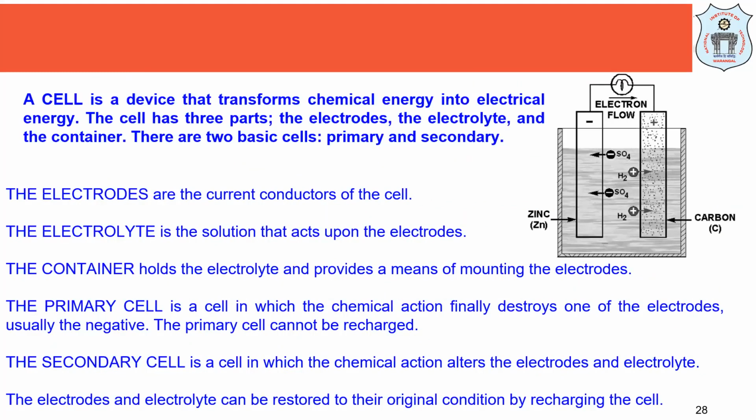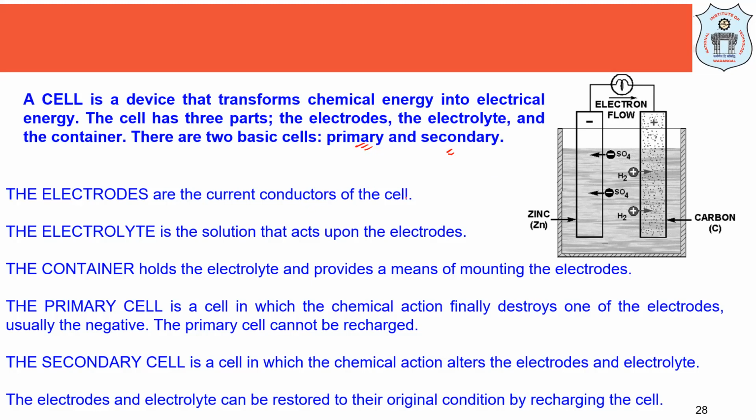So what is a cell? A cell is a device that transforms chemical energy into electrical energy. The cell has three parts, that is the electrodes, the electrolyte and the container. And there are two basic types of batteries, primary batteries and secondary batteries. What is the difference between primary and secondary batteries? We'll discuss. Okay. So what is an electrode?